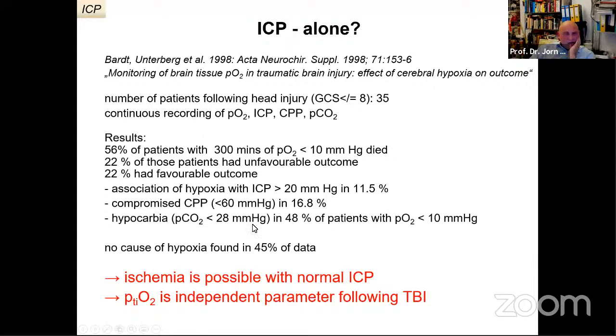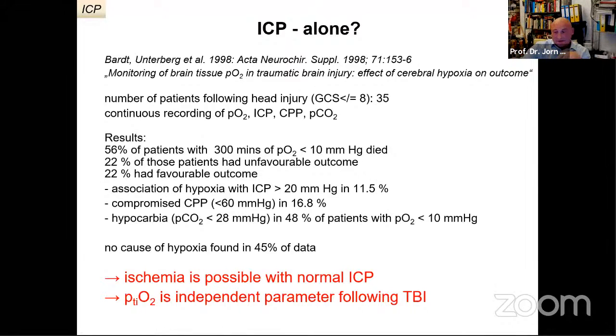I don't want to read them all, but in general, what they found is that ischemia is actually possible with a normal ICP. So the ICP increase is not necessarily always seen in patients that develop cerebral ischemia in the end. So they concluded from this study that the PtO2, the tissue oxygen pressure, is an independent parameter following traumatic brain injury, because they saw differences in those patient groups.